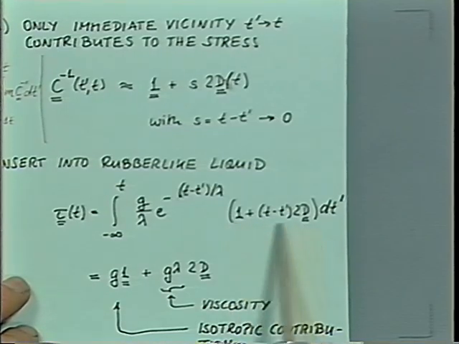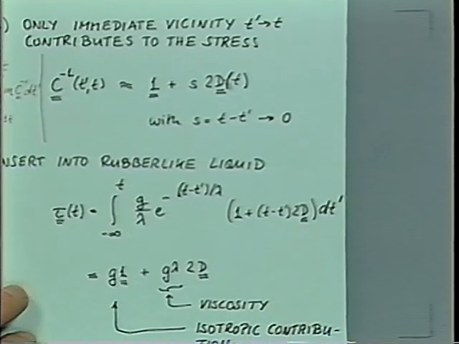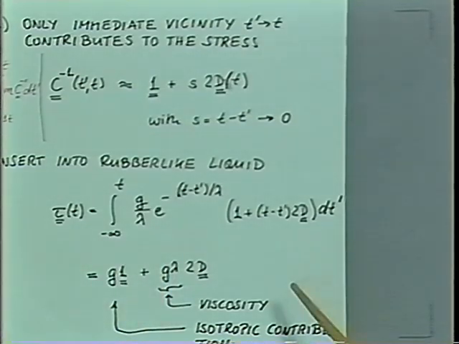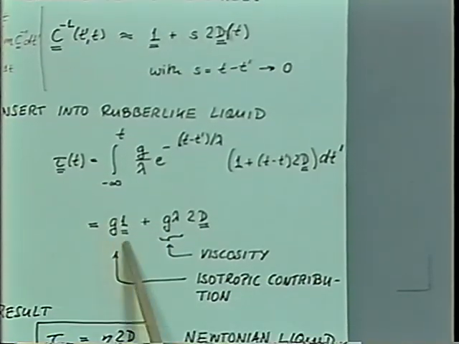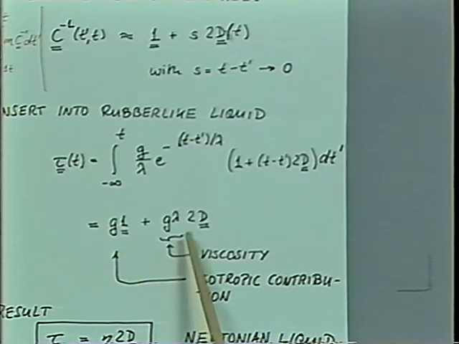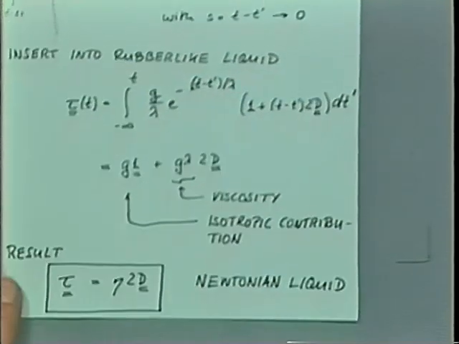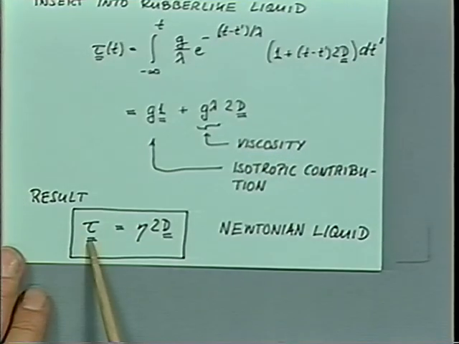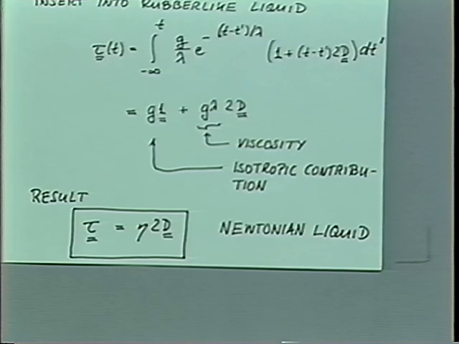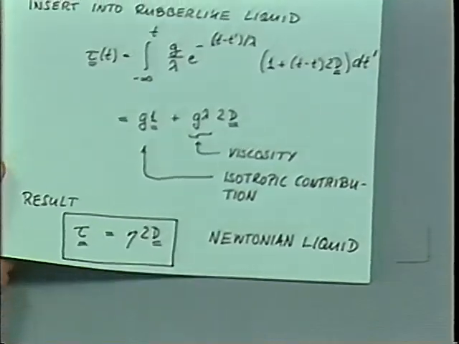We are representing the Finger strain tensor as such, and then we integrate everything, and we find that the stress is given by an isotropic contribution plus a viscosity term times 2 times D. The isotropic contribution in an incompressible liquid doesn't contribute, and the extra stress tensor can be expressed as a viscosity times 2 times the rate of deformation tensor. So the limit we were looking for is there. The large rubber-like liquid reduces to the Newtonian liquid in case of a very, very short relaxation time.